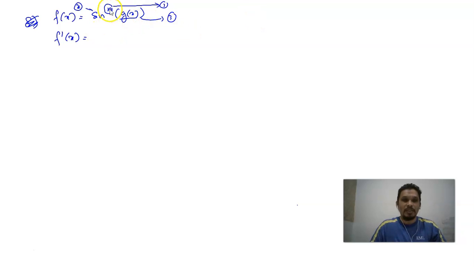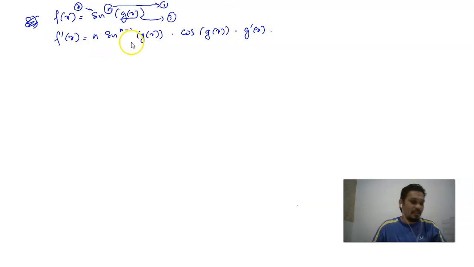So differentiate n, giving n sine to the power of n minus 1 of g(x), multiplied with, differentiating sine, cos g(x), and then differentiate g(x), which comes out with g'(x). Okay, this is the example here.